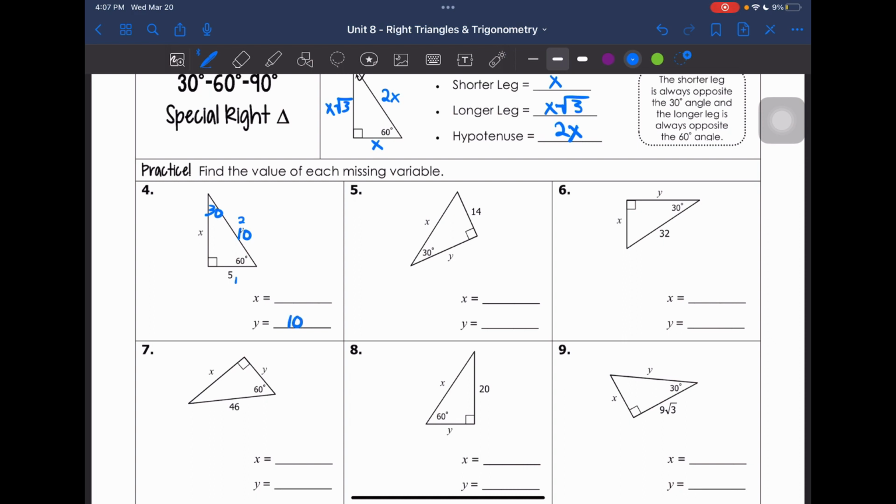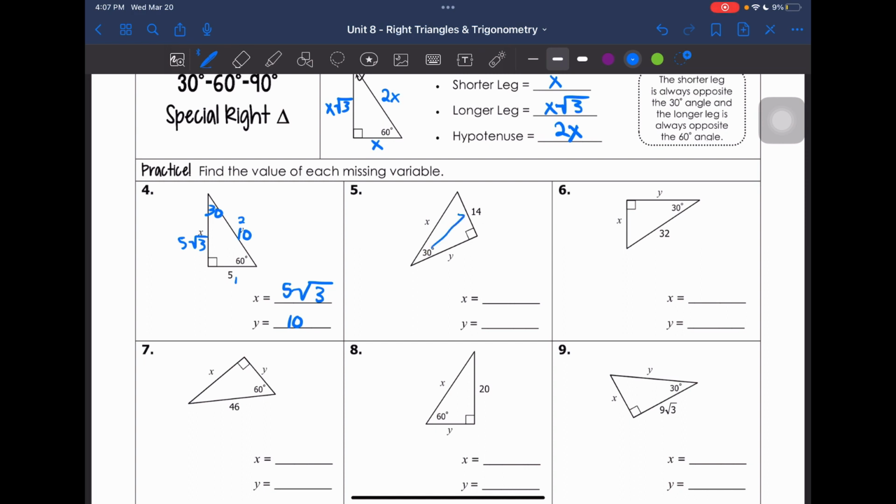And then because my longer leg is just x root 3, I just take whatever my x is and then put a root 3 at the end of it. So since my x or my shorter leg is 5, this is going to be 5 root 3. Okay, and that's it. So number 5 is also a 30, 60, 90 triangle.